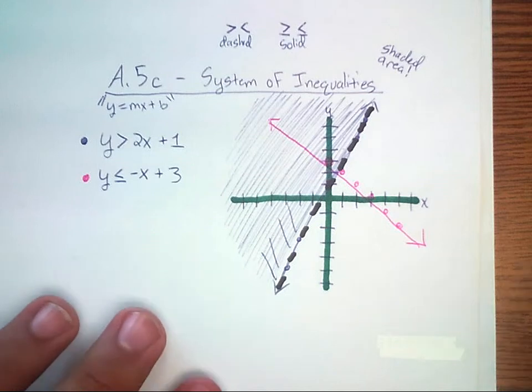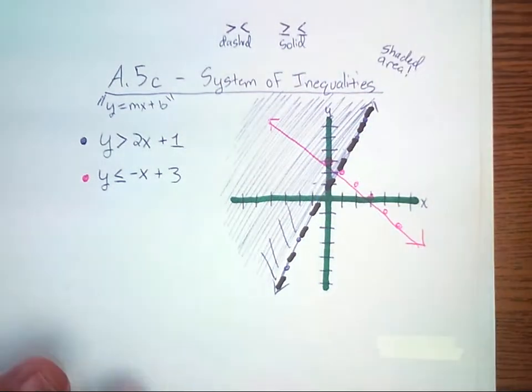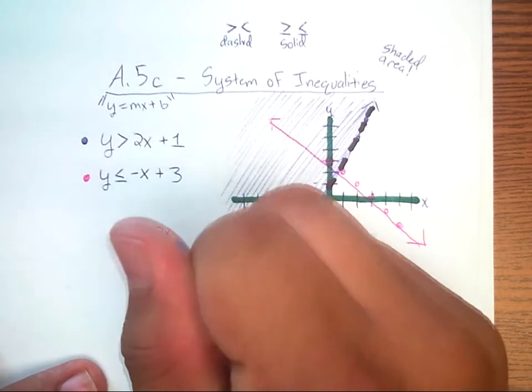So for instance, it looks like I could pick the point negative 1 and 1. Let's plug it in real quick and see what happens. So let's see. y is greater than 2x plus 1.